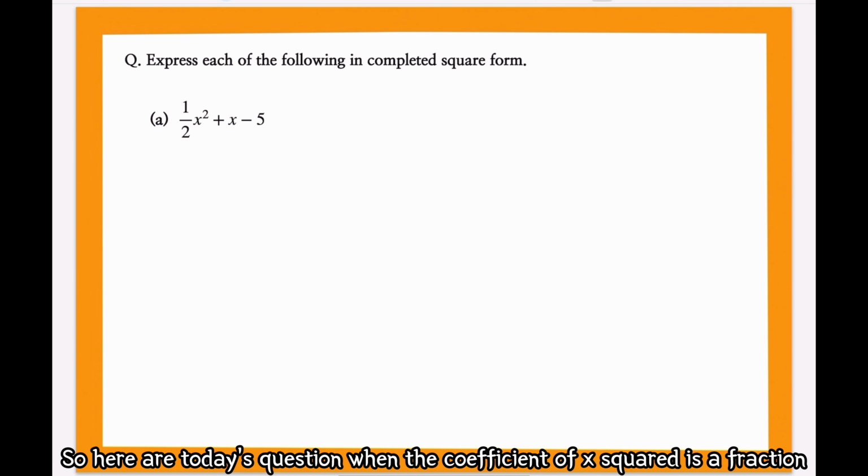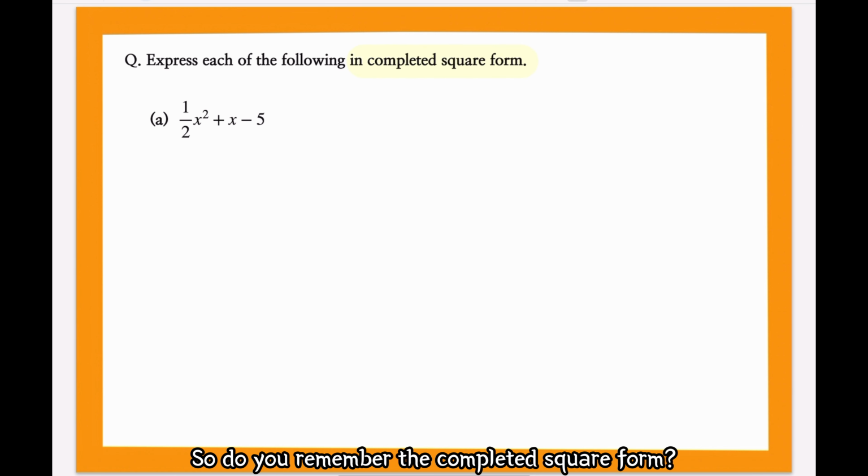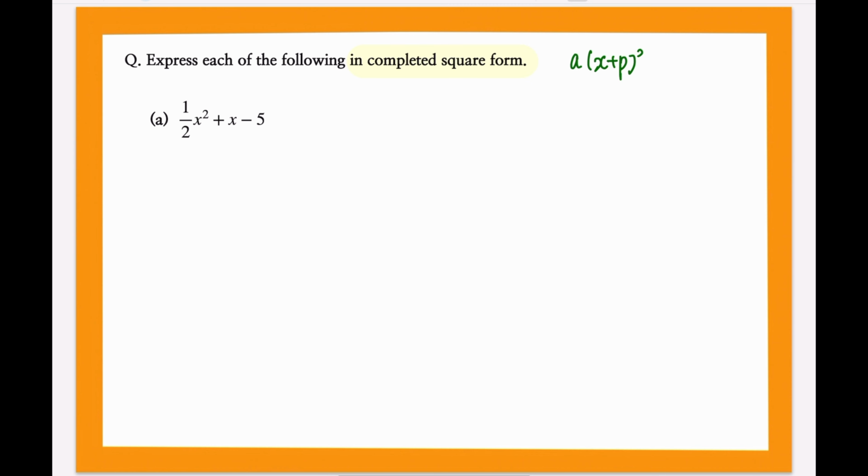So here are today's questions when the coefficient of x squared is a fraction. Do you remember the completed square form? The completed square form is (x + p) squared plus q. But we need to be careful when the coefficient of x squared is a fraction, in this case 1/2.